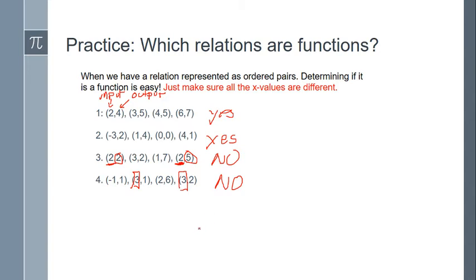Not a function. The only time that it could be tricky, and I don't think they'll do this to you in your checkpoints, is if you actually have the exact same point. So if this was 3, 2 and that is 3, 2, then really that input of 3 wouldn't be mapped to two different outputs, right? It would be the same point, really. So if they repeated it, that's the only thing you have to make sure that they didn't do. In general, though, you're definitely going to be safe just looking at those x coordinates and making sure they're different.